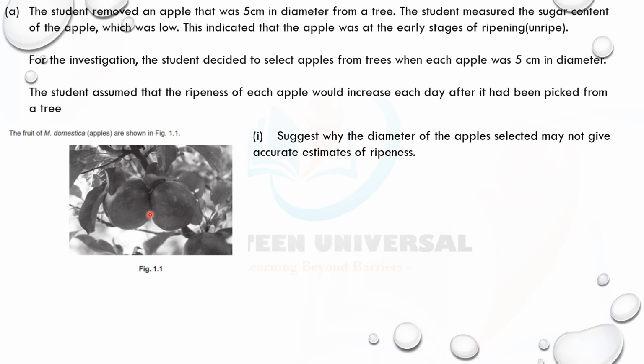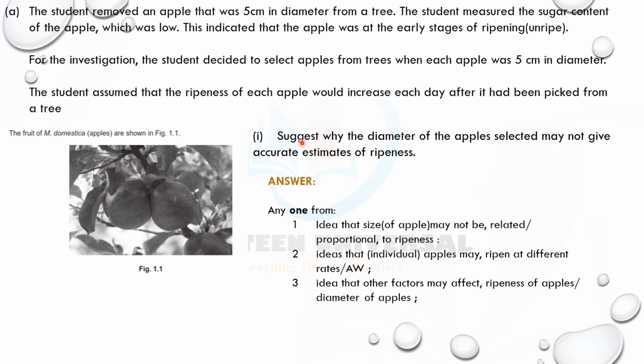So what other factors could affect it? Factors like maybe environmental temperature, and other factors based on each individual apple, their genetic factor. So it depends on the position of the apple. Now that is a suggestion. Let's look at what the mark scheme says.